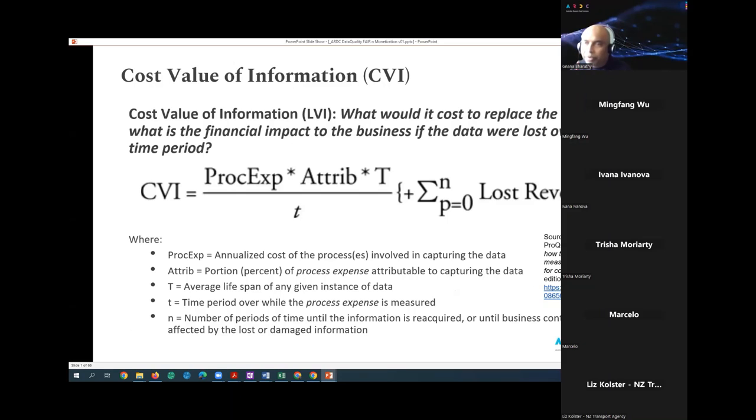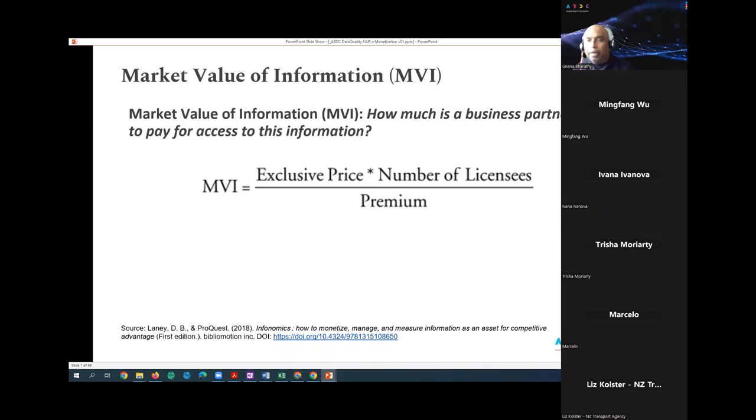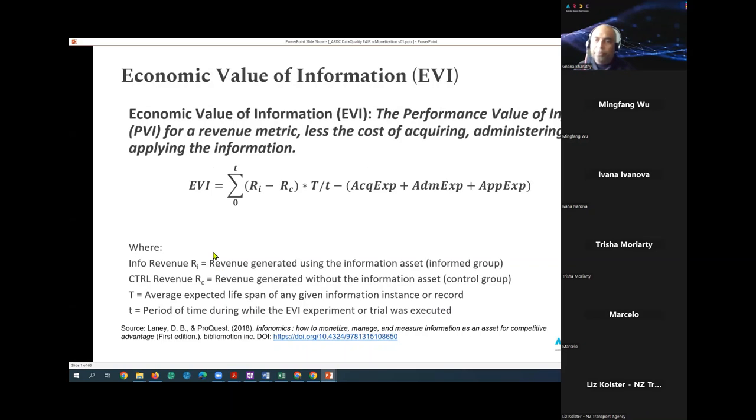So essentially what they're saying is it is like a performance value of information, minus, of course, all the cost involved with this. That is the cost of acquiring and processing and applying this data. That gives an overview of what the literature widely talks about in terms of value. And of course, these are pseudo equations, so you want to take them with a pinch of salt.